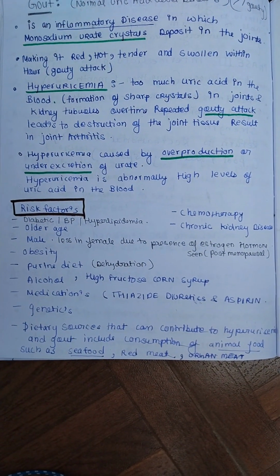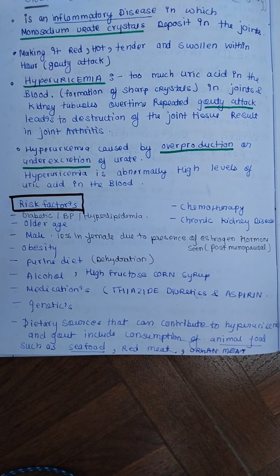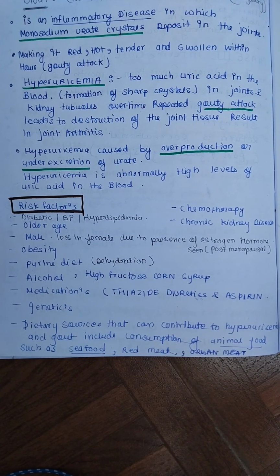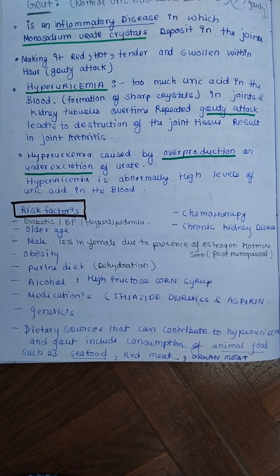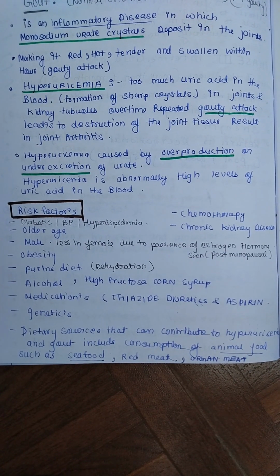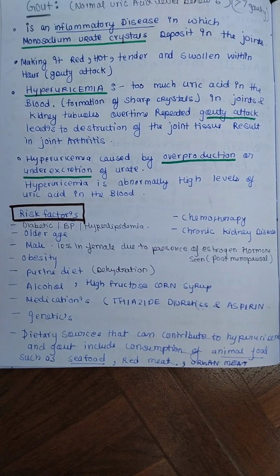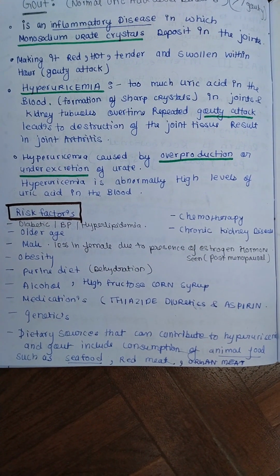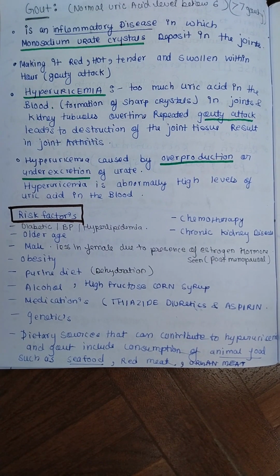Another one is dietary source. A person who consumes animal food, seafood, red meat, organ meat, or a purine-rich diet has a risk of developing gout. Dehydration also plays an important role. A person who takes alcohol, genetic factors, and medications like diuretics and aspirin are all risk factors for developing gout.